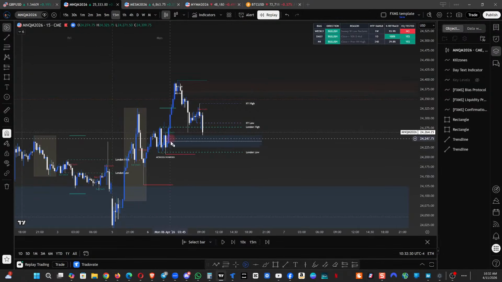So the first step is that we always look for a higher time frame point of interest. In this case, we have a 15-minute order block that we're looking for price to trade down into. Next is that we're going to look for that liquidity sweep.